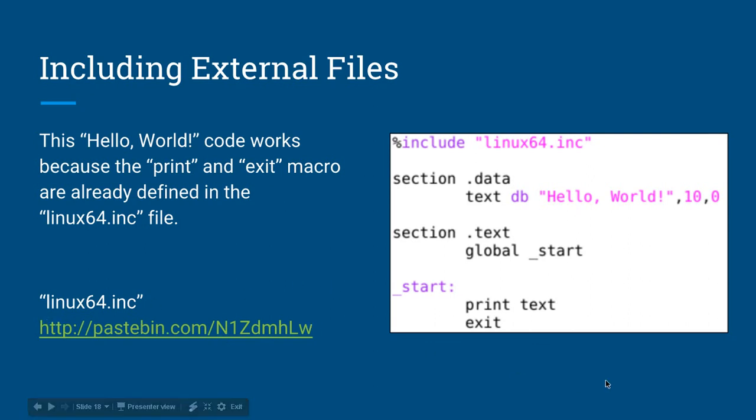Just go to that link and you can actually see the print macro, which I didn't show here, but it's basically just the subroutine from the print subroutine tutorial. I just converted that into a macro.